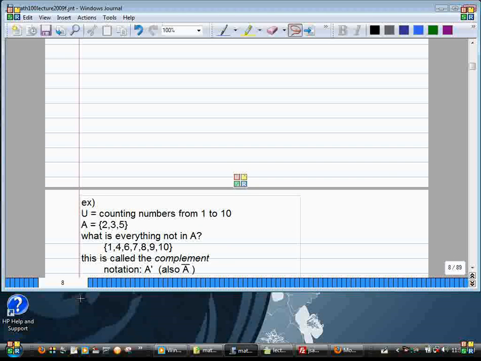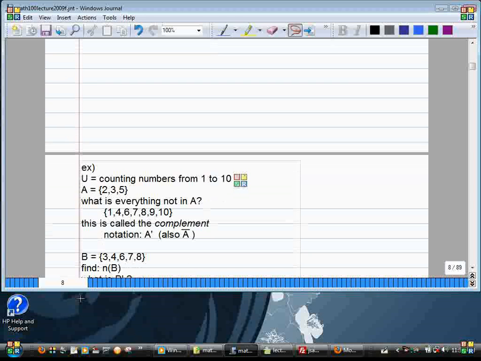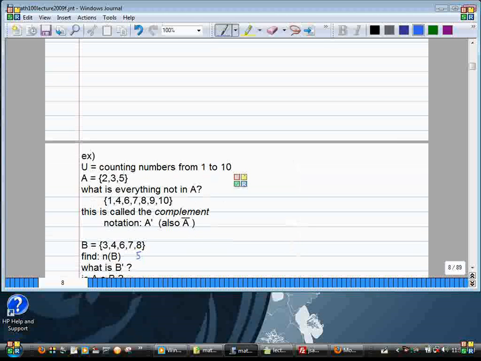So, next. Let's think about the set B. Here's set B: 3, 4, 6, 7, 8. So first of all, what is n of B? What is that asking for? Exactly. The number of elements in B. So this is just 5. Next, what is B prime or B complement?